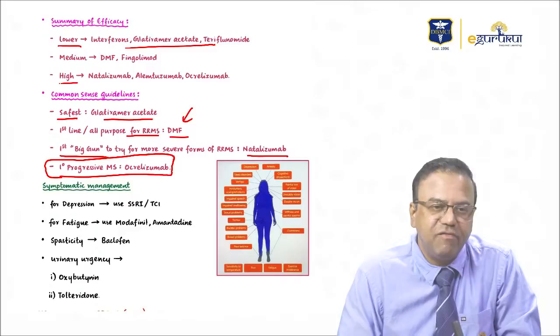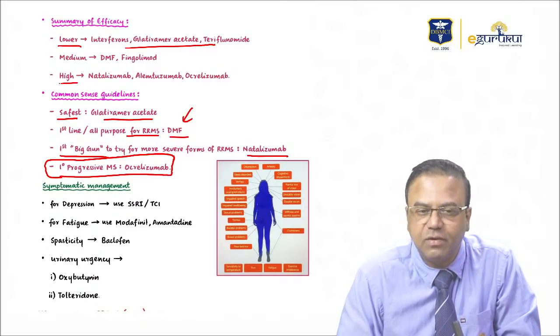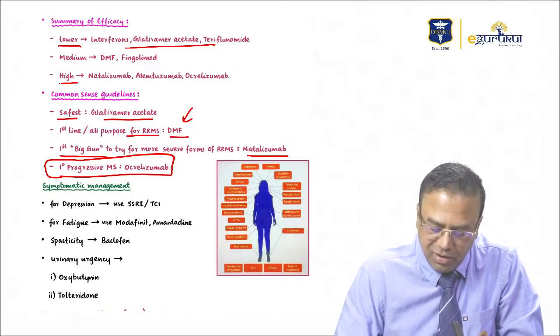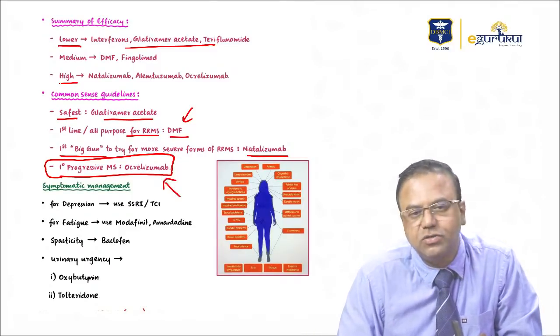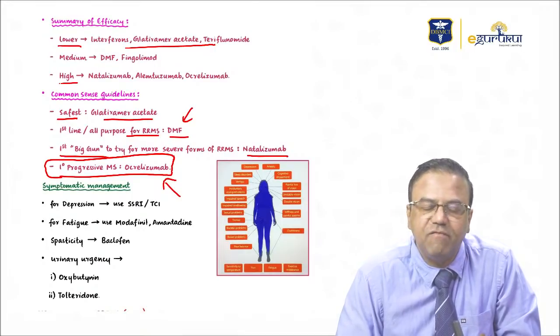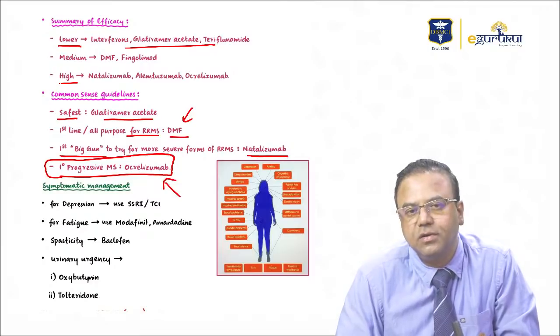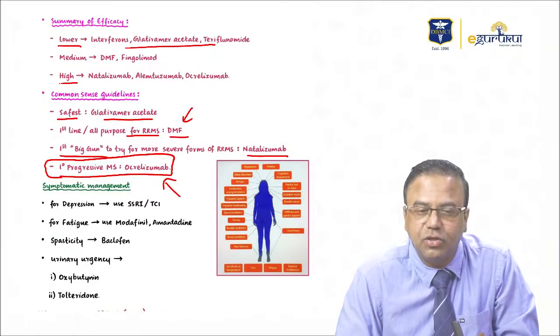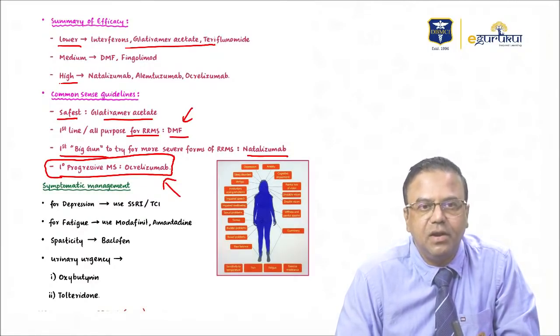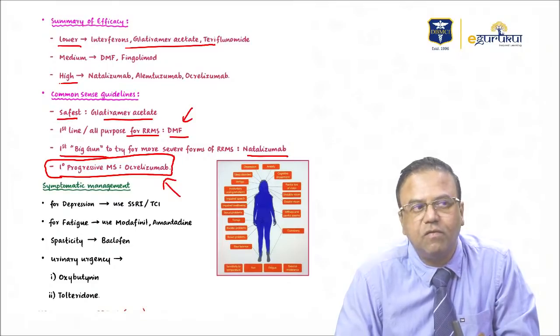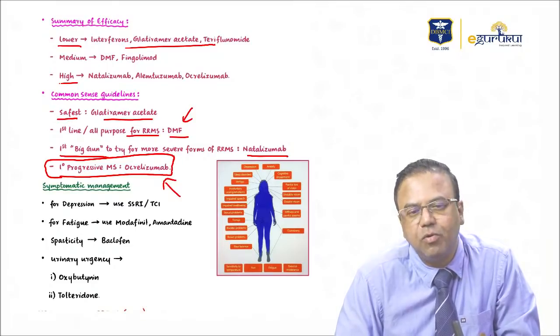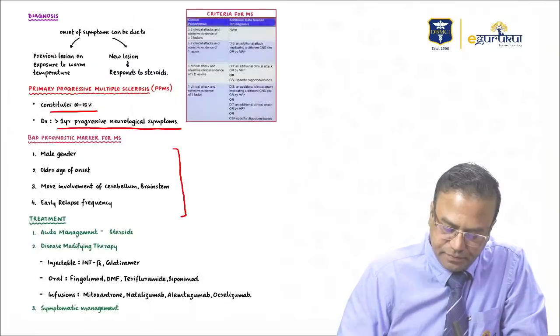The primary progressive MS for many years had no treatment. We were trying many things. The efficacy was very poor. The mortality rates were high. The disease was progressing. The only drug ultimately that came as a big relief was ocrelizumab. This is the reason why we emphasize so much about this drug in our classes, because this is something like a breakthrough. It's come now recently. And it is a big deal now because this seems to be one of the main drugs that is working in primary progressive multiple sclerosis.